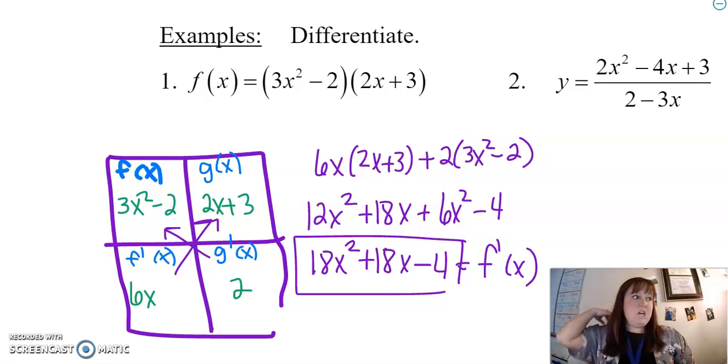That's it. So what we could have done is we could have multiplied all of these out with FOIL, right? And then we could have just taken the derivative of each term individually. When you have something like that, it's your choice. There are going to be some that you just don't want to do that because it's like to the power of 5 or something like that.